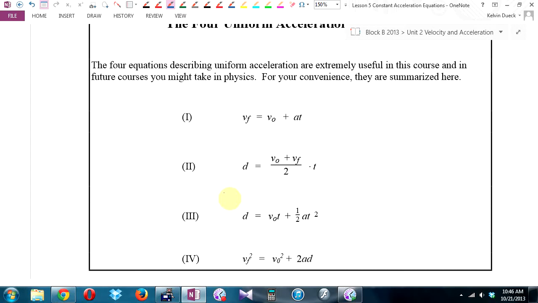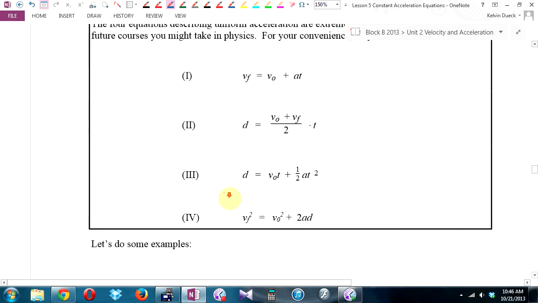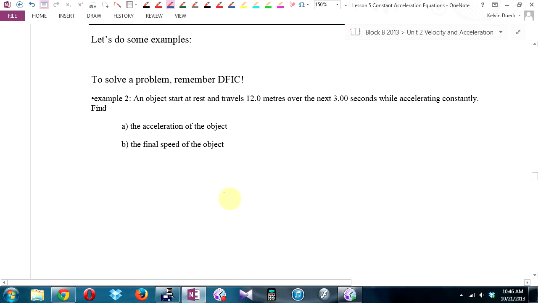How do you know how to use this? Let's do an example. An object starts at rest. All of us right now, let's underline the words at rest. And it travels 12 meters over the next 3 seconds while accelerating constantly. All right. Vanessa, what does part A want me to find? Let's put a little letter A and write down A equals question mark.